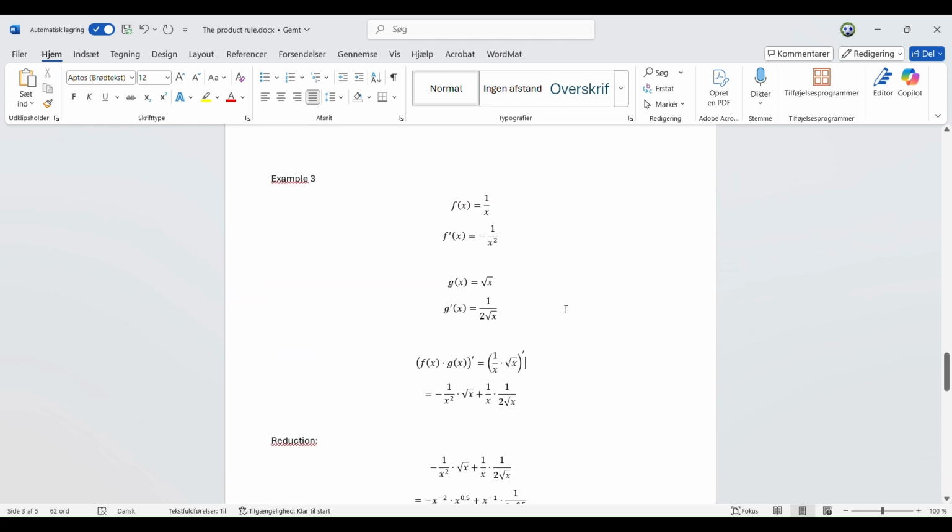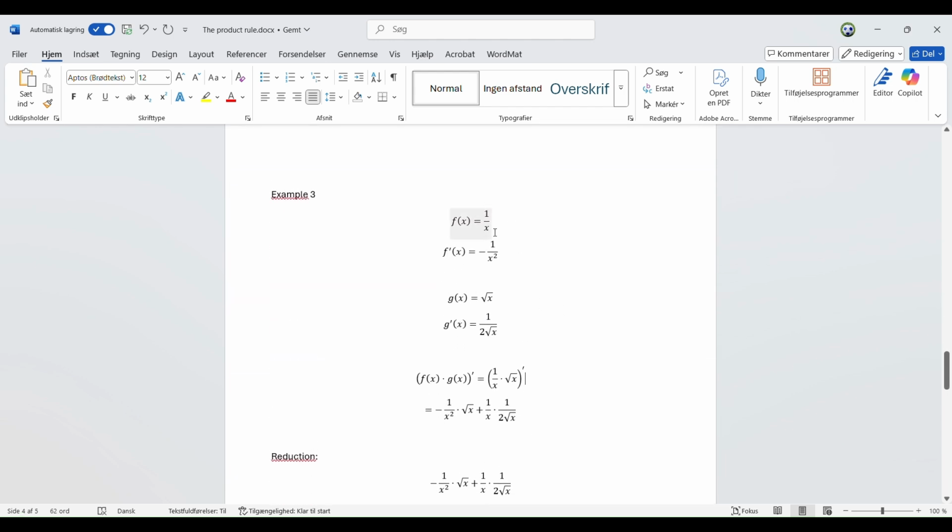Our third example, we've got 1 divided by x. That one has got this first order derivative, and we've got the square root of x down here, and that's the first order derivative of this one up here. So if we want to find the first order derivative of the product of these functions, then we just put in 1 divided by x and square root of x down here. And we say the first order derivative of this one, that's minus 1 divided by x squared, times the square root of x.